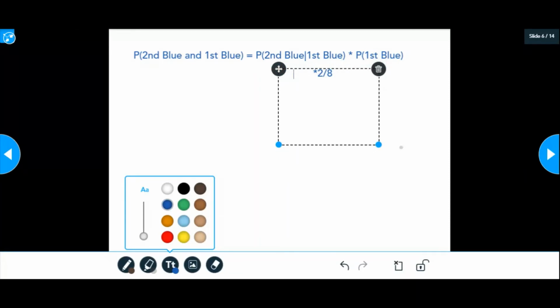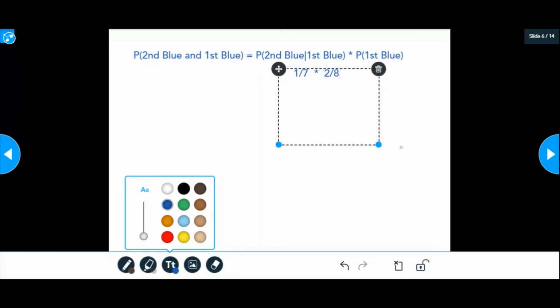one is blue. So if the first one is blue and I take it out, I now only have 7 crayons. And of those 7 crayons, only one of them is blue. So this conditional probability is affected by the first one being blue. When I took the first crayon out, I reduced the denominator down to 7. And because the first one was blue, it reduces the numerator down to 1. So that probability is 1 out of 7.